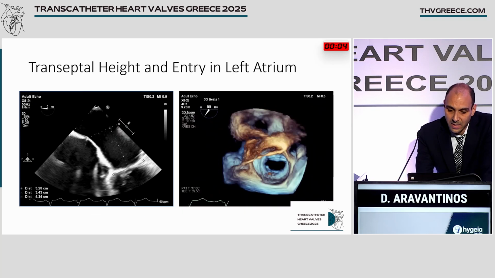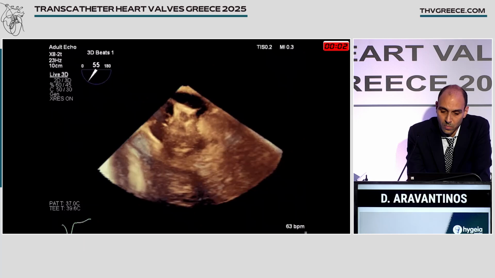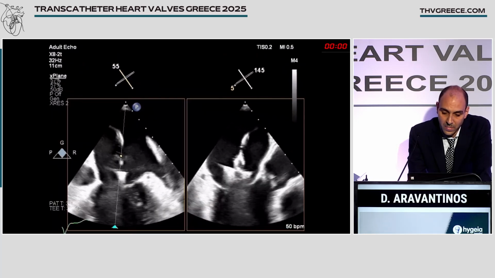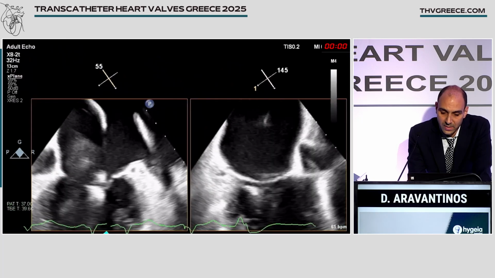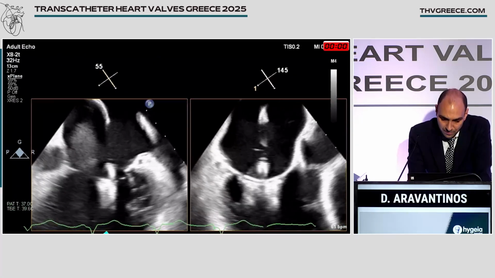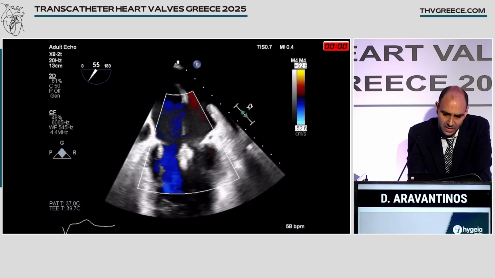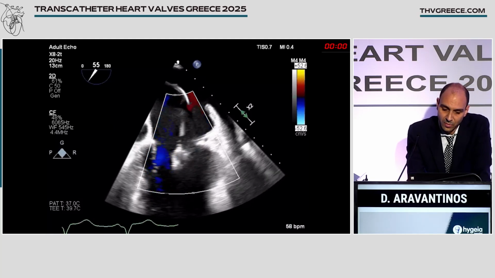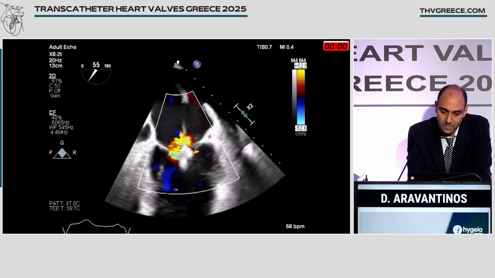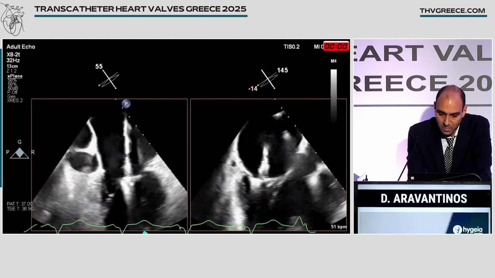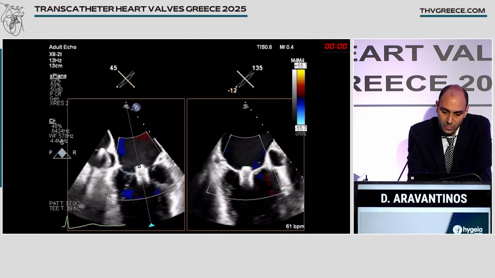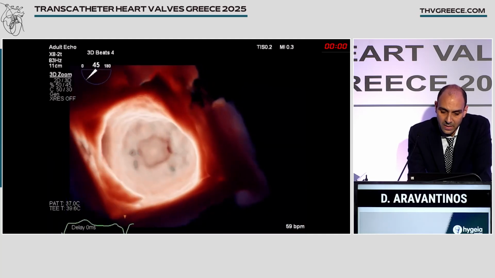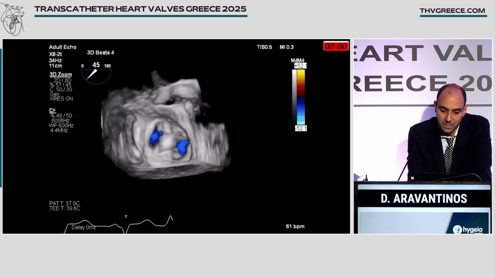Here is the transseptal height and entry into the left atrium. Here we can see our device in the left atrium. And just above the mitral valve, we do the perpendicularity testing, and after that we close our device. We had a mild or moderate regurgitation jet from the medial part of the valve, so we decided to optimize our posterior leaflet. And here we finish with an excellent result for the mitral valve. We do our M-TEER checking, and the 3D echo gives us an excellent result.